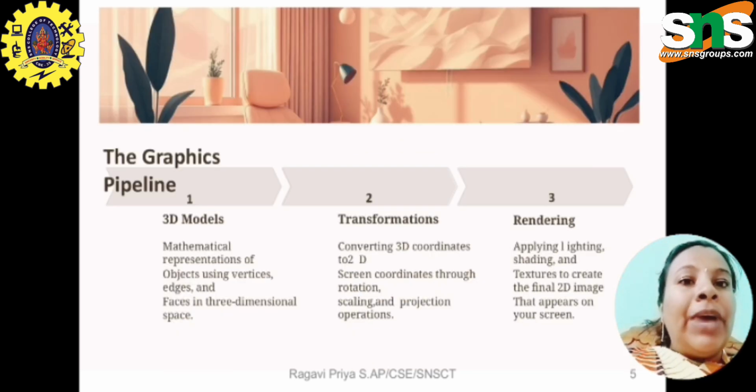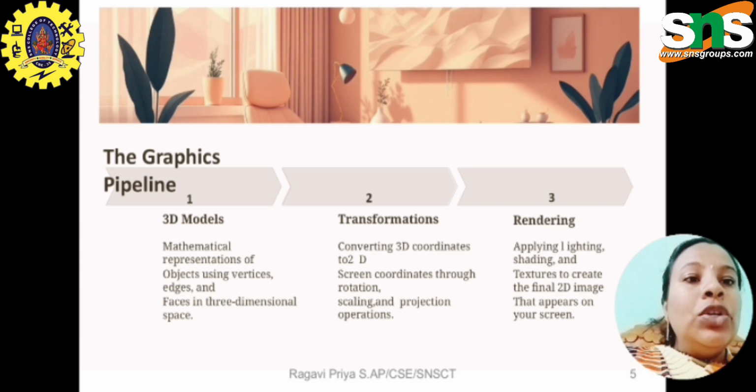The graphics pipeline includes 3D models, transformation and finally rendering. 3D models are mathematical representations of objects using vertices, edges and faces in three-dimensional space. Transformation is converting 3D coordinates to 2D screen coordinates through rotation, scaling and projection operations. In rendering, we apply lighting, shading and textures to create the final 2D image that appears on your screen.